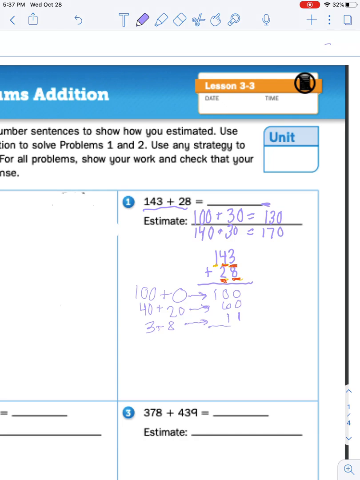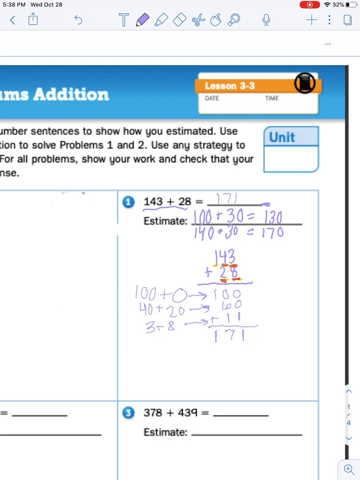Now you can put a line right here, and you're gonna add these up just like you would in a normal addition problem. Okay, so 0 plus 0 plus 1 is 1. 0 plus 6 plus 1 is 7. And 1 plus nothing, well, it's 1. Okay, so I got my answer of 171.